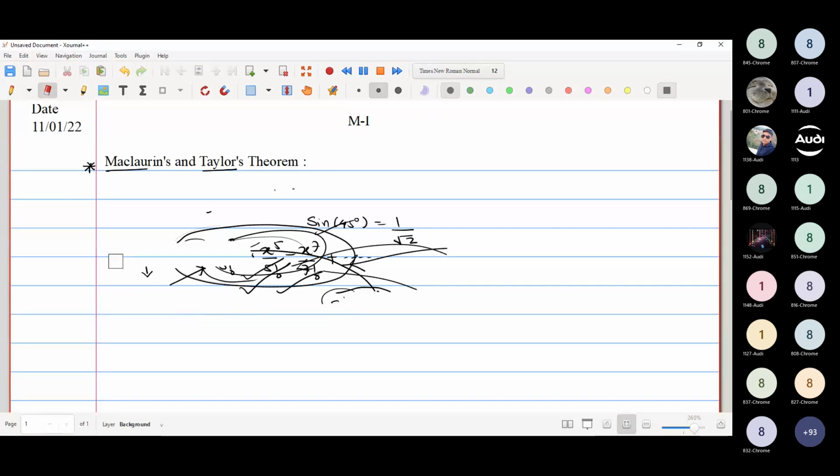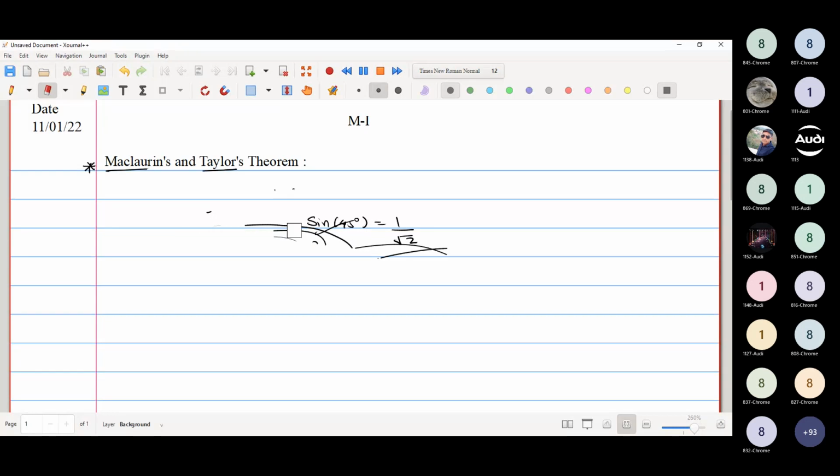So now we are going to see how to expand any function with the help of Taylor's and Maclaurin's theorem. Okay. So first of all, write down with me the statement of Maclaurin's theorem. We are going to start with Maclaurin's theorem today.